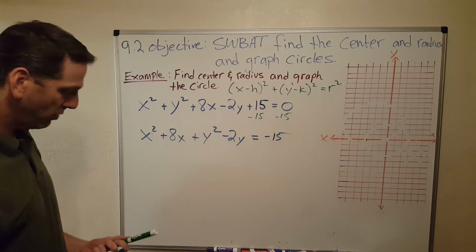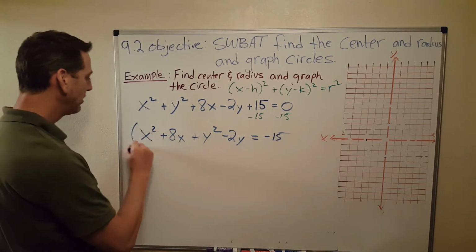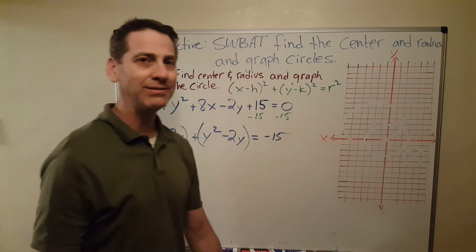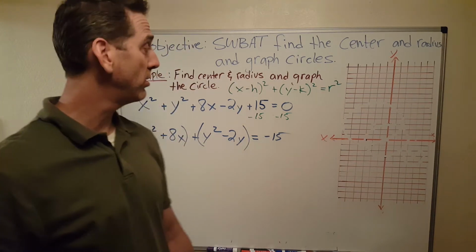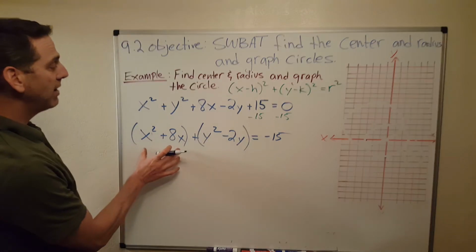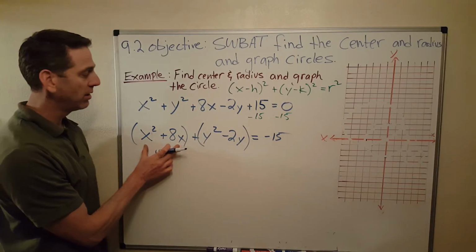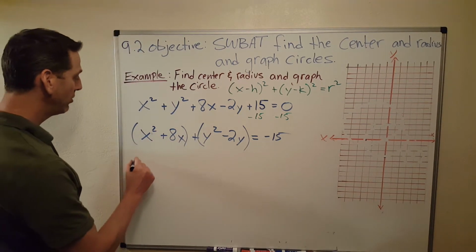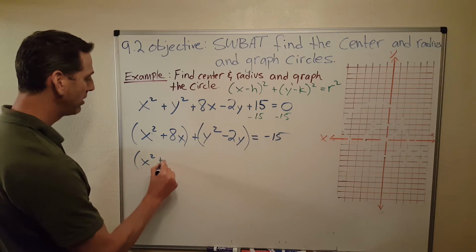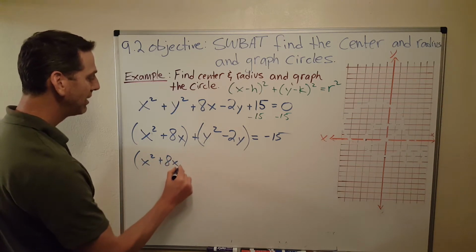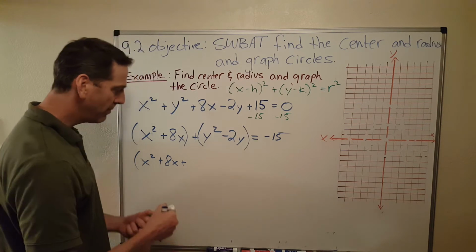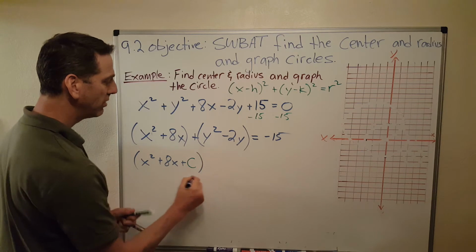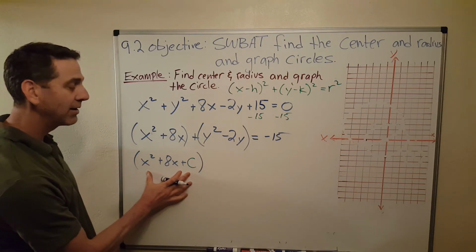All right, so just for visual sake, I'm going to put parentheses around those two terms. Now I'm going to need to complete the square for my x's and my y's. In order to do that, I get x squared plus 8x, and I'm going to need some c term right there for this to be a complete square.